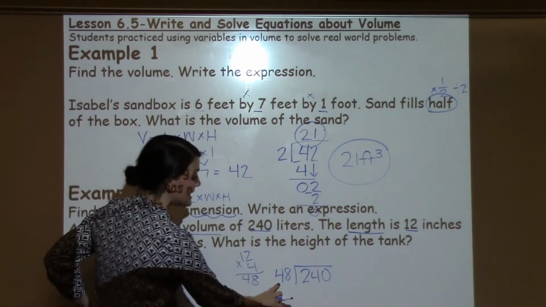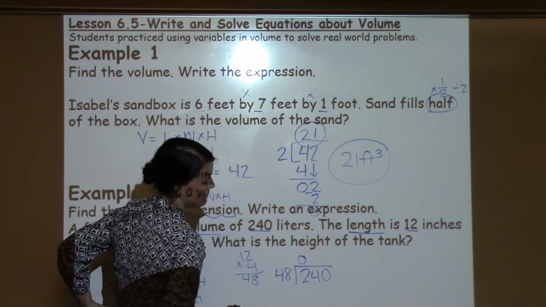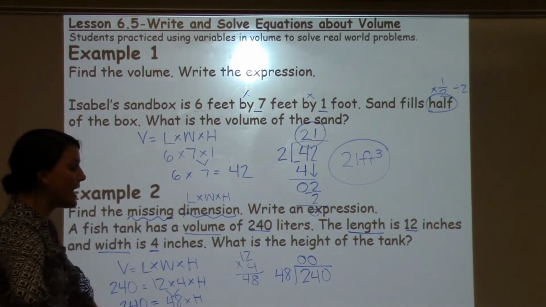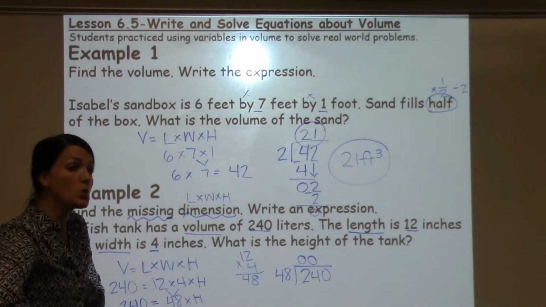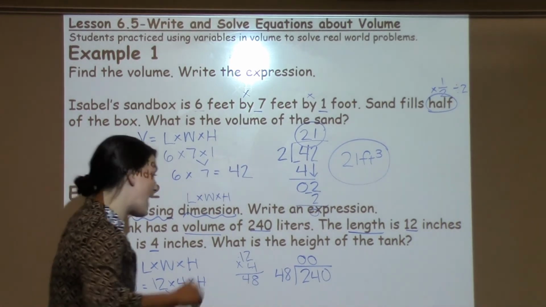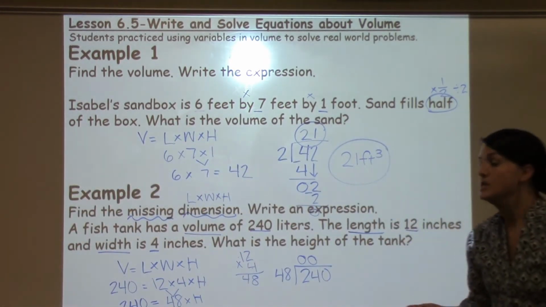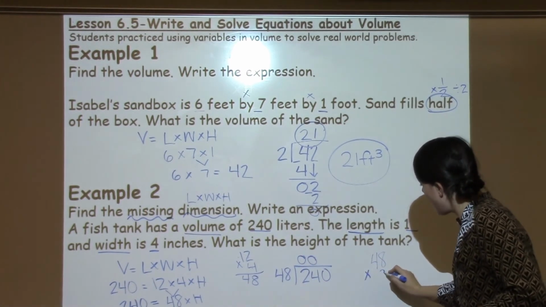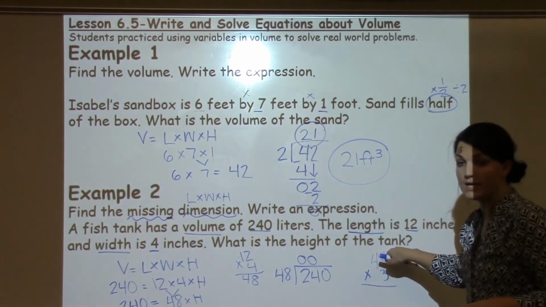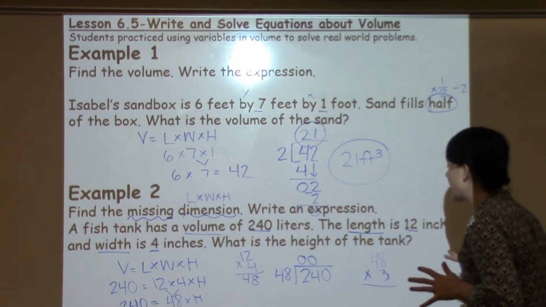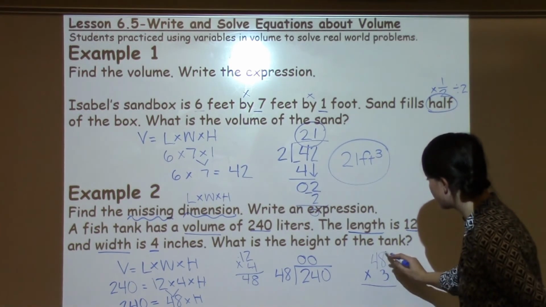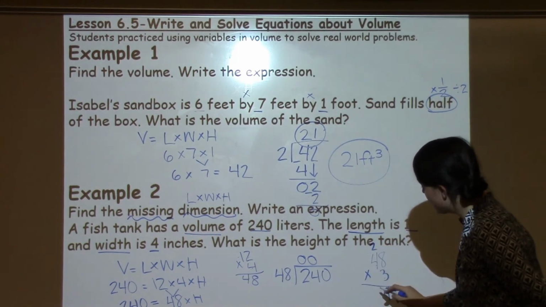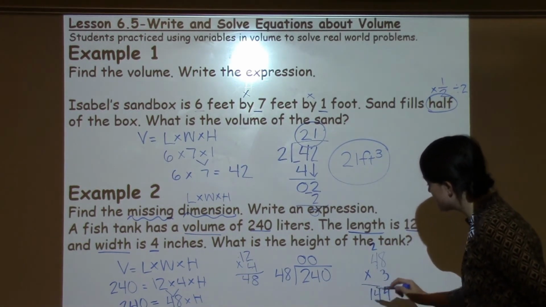So 48 cannot go into 2. 48 cannot go into 24. So I'm stuck with figuring out how many times 48 can go into 240. I don't know my 48s by heart, so I'm going to have to do some guessing and checking. I always encourage students that if they do any guessing and checking, keep it off to the side and do not erase their answer, because they might need that fact later on. So 3 times 8 is 24, 3 times 4 is 12, plus 2 is 14.